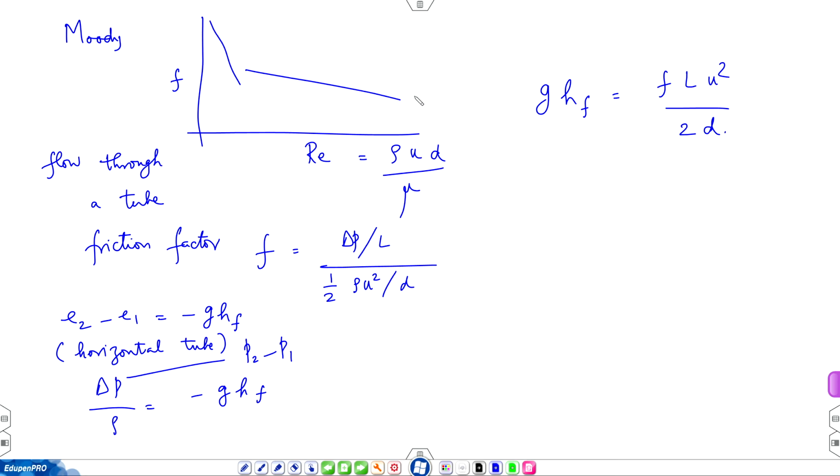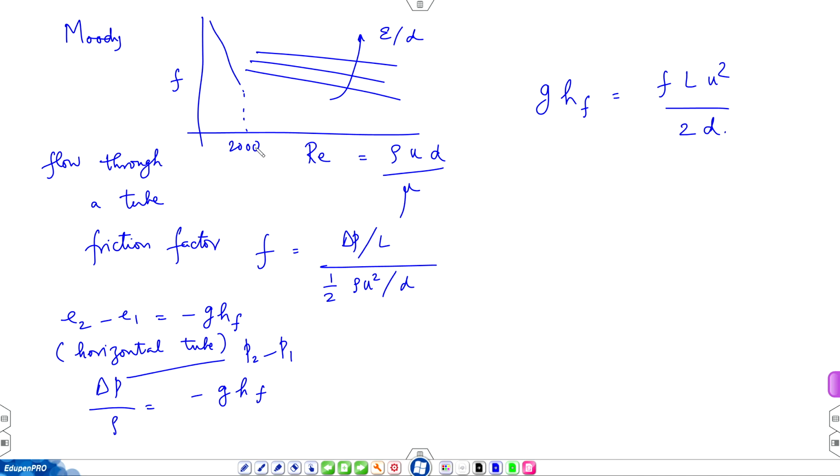So, as the tube becomes rough, this part of the graph shifts upwards, but nothing happens to the left side. The left side, that means the initial part, does not depend on the roughness. For higher Reynolds numbers, there is a dependence on roughness, and this jump occurs at about 2000. So, this is the shape of the graph.